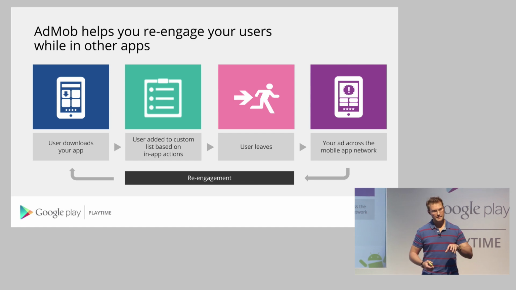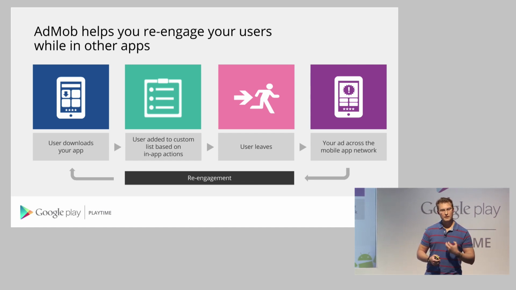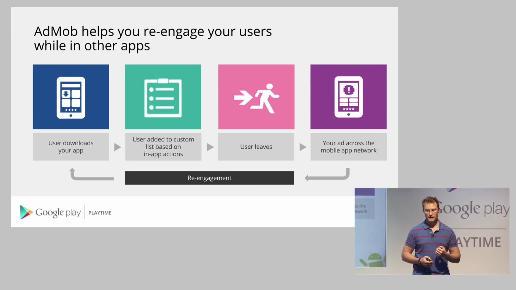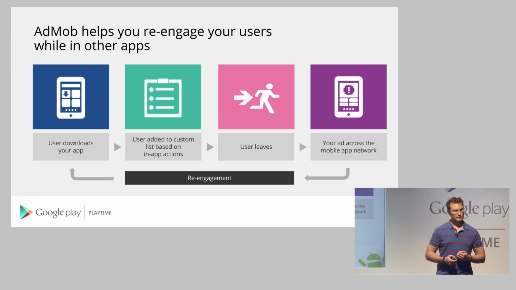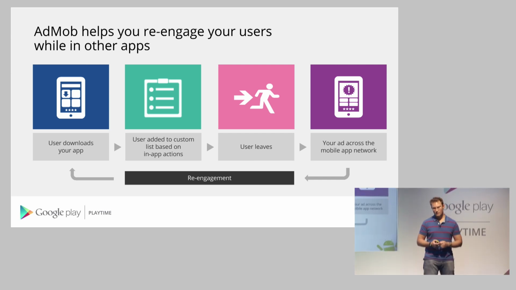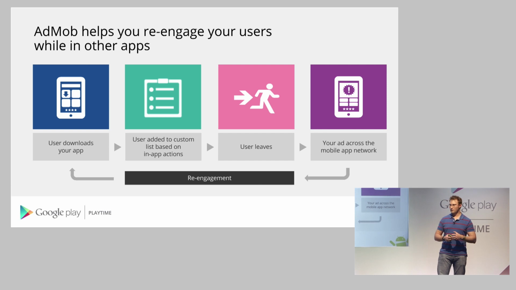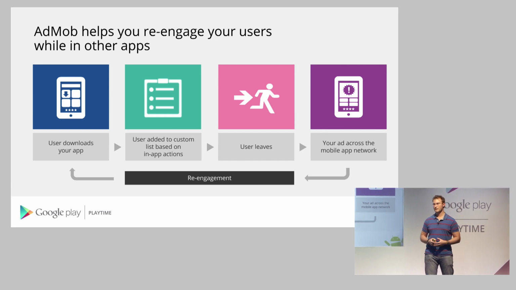On the display side of things, we fall back on something that's slightly more traditional, and that's remarketing. So you can remarket in apps. These remarketing lists are created once your app has been downloaded and you add people to specific lists. You can then retarget them while they're engaging in other apps with content that is relevant to them and can help them come back into your app and take a specific action.